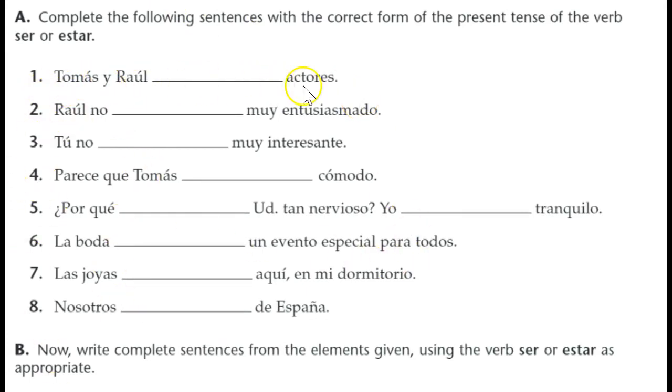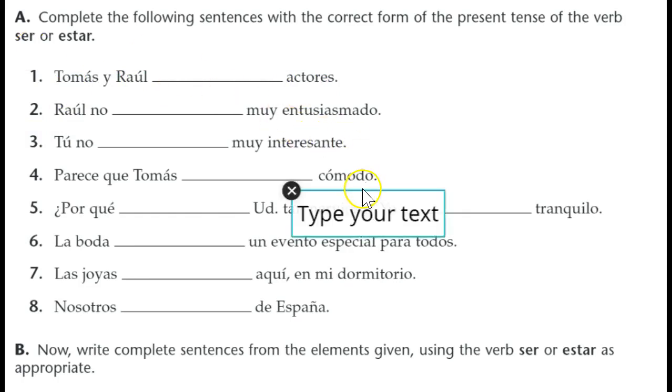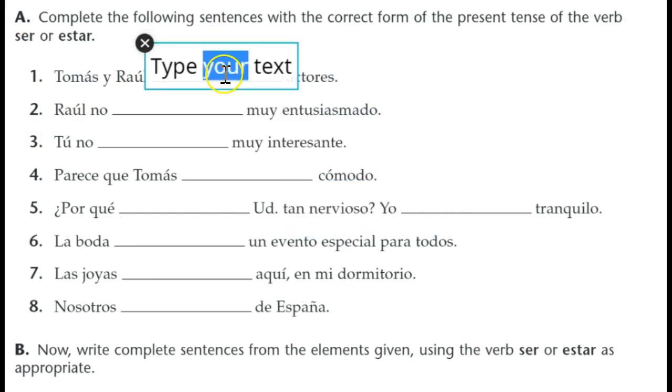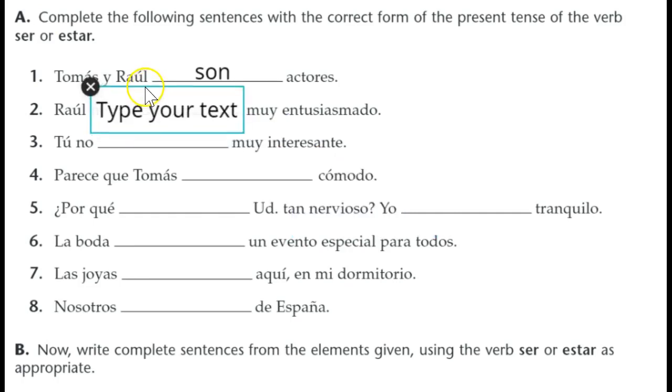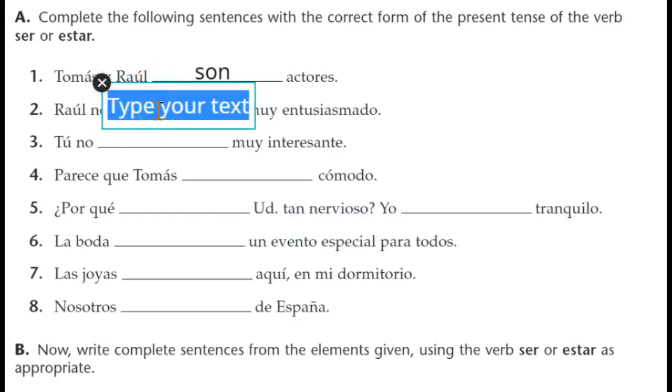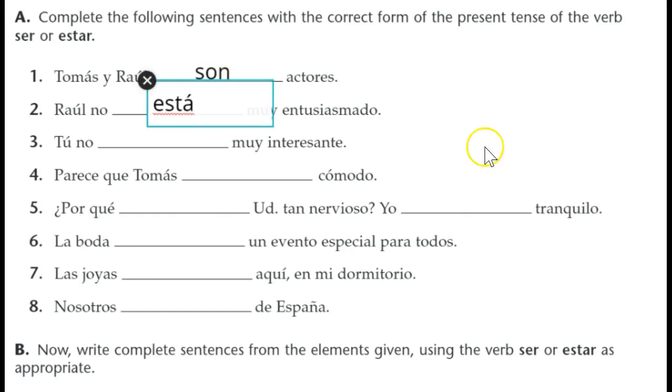Here we have Tomás Raúl with actores. They are actors. That's a profession. So one will say son actores. Son actores. They are actors. Number 2, Raúl no muy entusiasmado. He is not very excited. Well, that's going to be está, isn't it? Because it's an emotional state. It's how he feels. Okay, it's not going to be es.